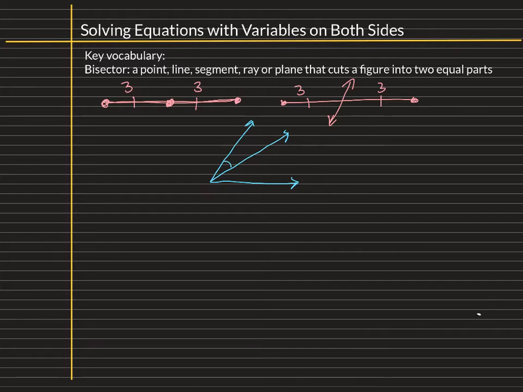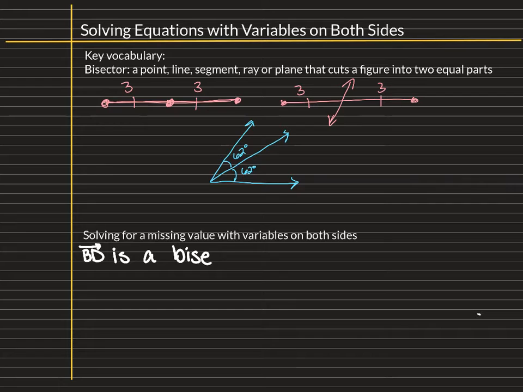Okay, so here we have our angle, and we've cut that in half using an angle bisector. We're using a ray this time. But we have two parts that are congruent, 62 and 62. And now we're going to look at how we can use an angle bisector to solve for a missing value, and more specifically when that creates a situation where we have variables on both sides.